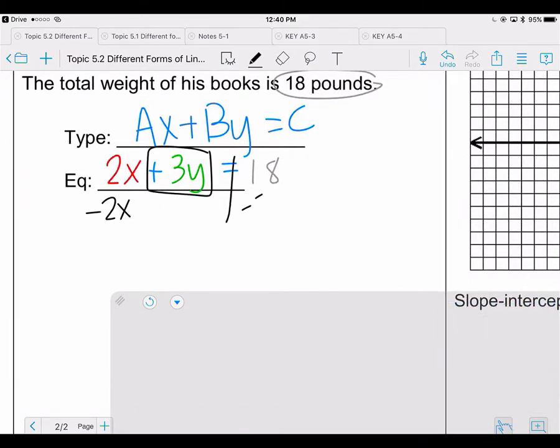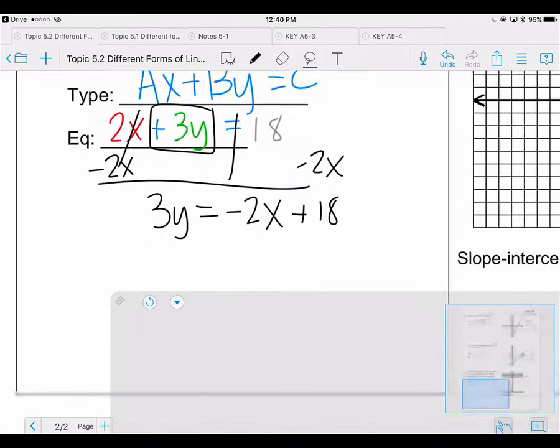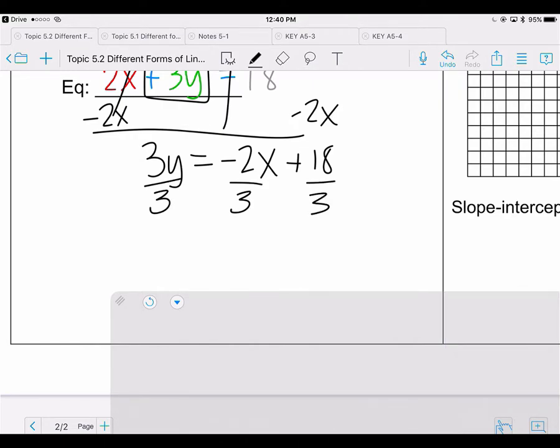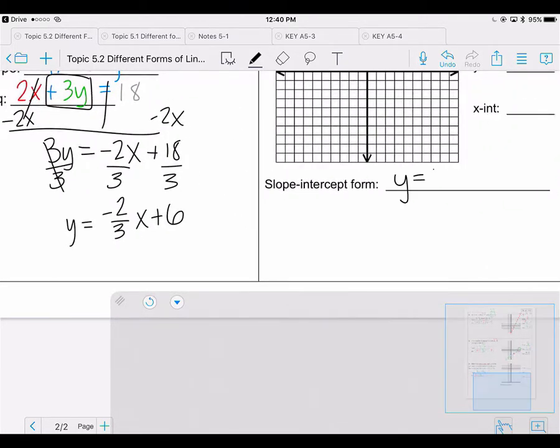We subtract 2x from both sides and get 3y equals negative 2x plus 18. And remember, 2x and 18 are not like terms, so if you want to not line them up to help you remember that, that is totally acceptable. And then in order to continue solving for y, we divide each piece by 3. So when we solve, we have negative 2/3 x plus 6. So that's going to be my slope-intercept form.